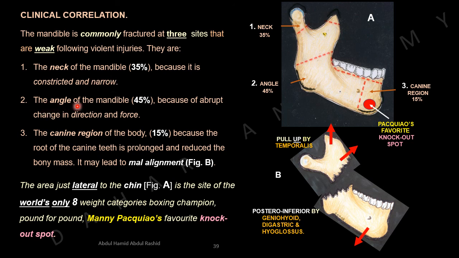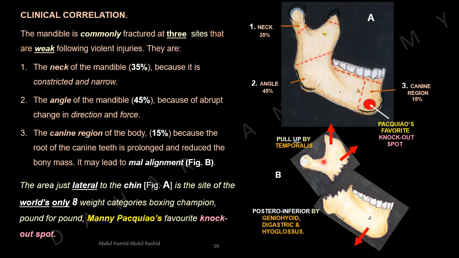The angle of the mandible, because of abrupt change in direction and force, 45%. The canine region of the body, because the root of the canine tooth is prolonged and reduces the bony mass. It may lead to malalignment. Here it is 15%.